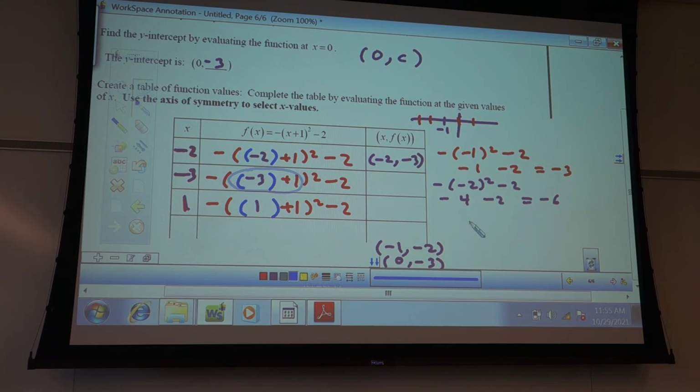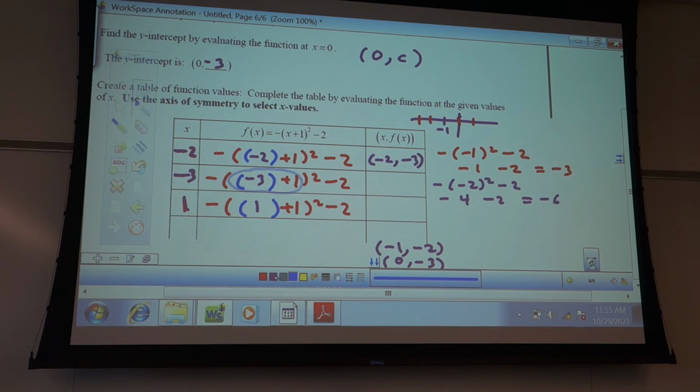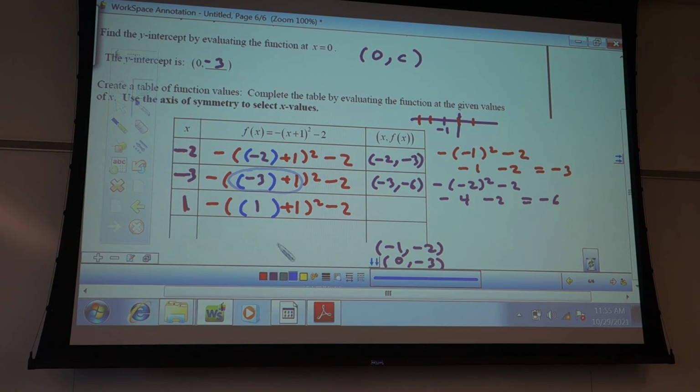We'll do the last one. That one's -3, comma, -6. And the last one will be, what's 1 plus 1? 2 squared minus 2. Okay, so what's 2 squared? 4, so it becomes -4 minus 2, also -6.